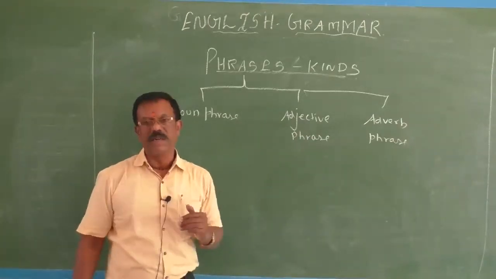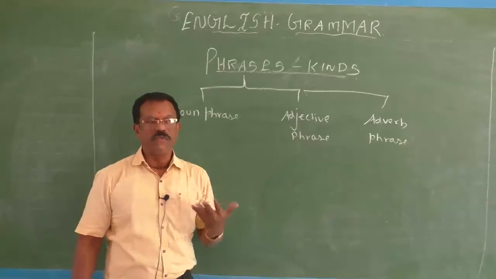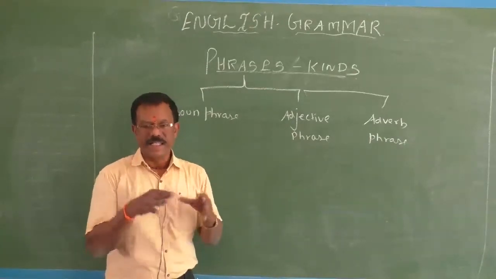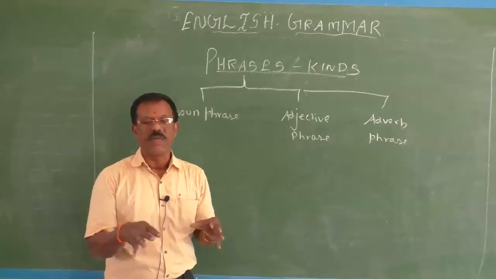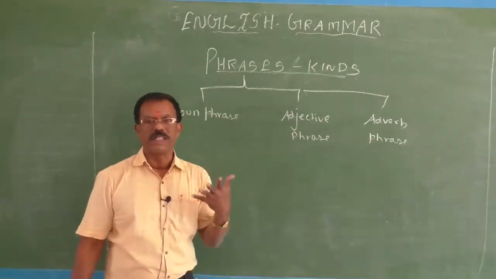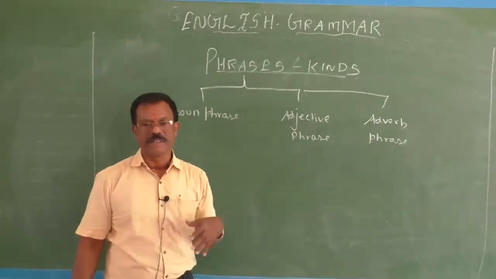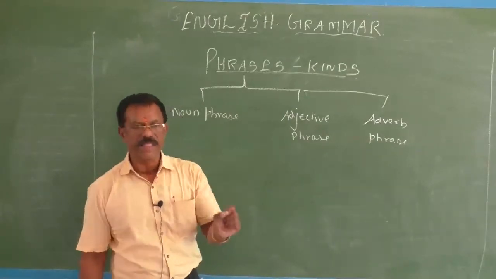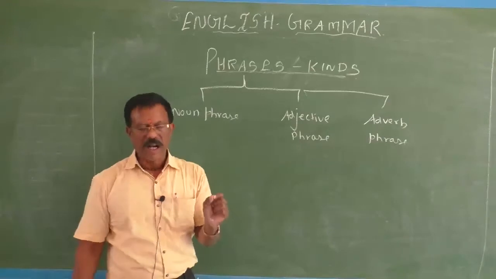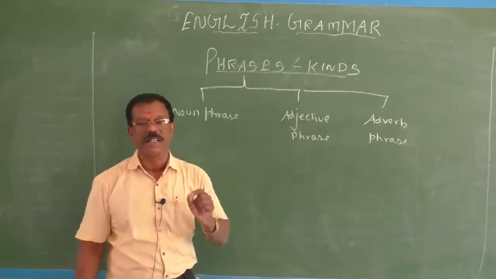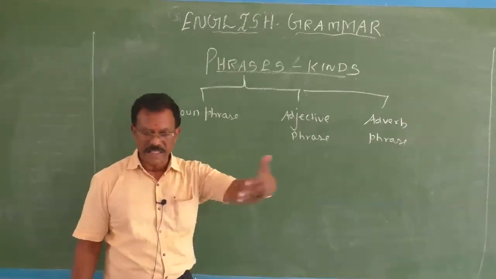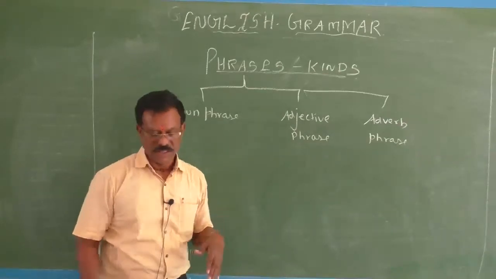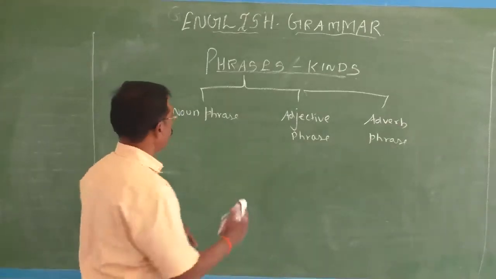To begin with, what is a noun phrase? A noun phrase is nothing but a group of words that does the function of a noun in a sentence. You know what a noun is. A noun is a naming word, a word that names a person, place, thing or an idea. If a phrase does this function in a sentence, then that phrase is called a noun phrase. Could you follow me, children? You should listen to me very carefully.